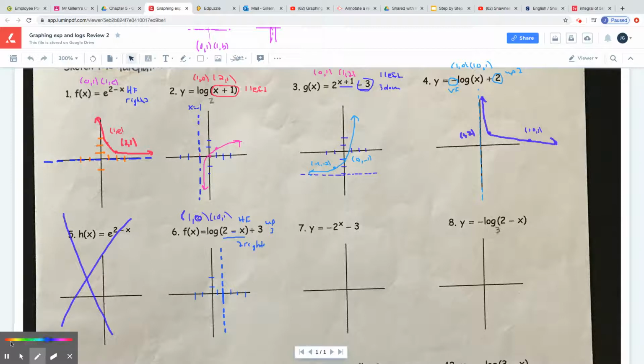If I'm at 1, 0, horizontal flip, and you always do flips first, means I'm going to change the sign of my x's, which means I'm going to go to -1, 0. I'm going to move up 3 and to the right 2, which is going to be right there at 1, 3.